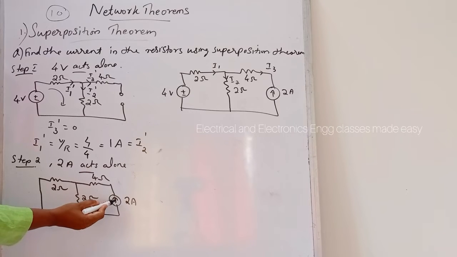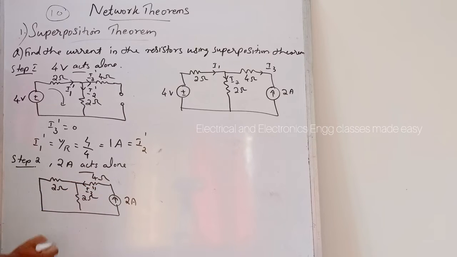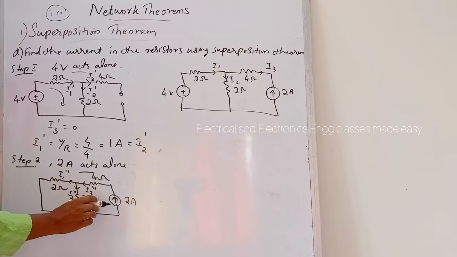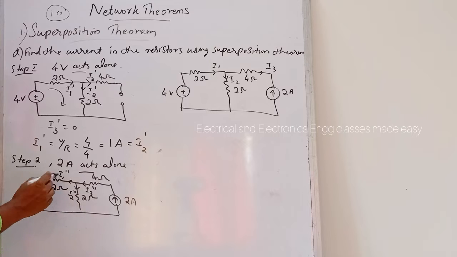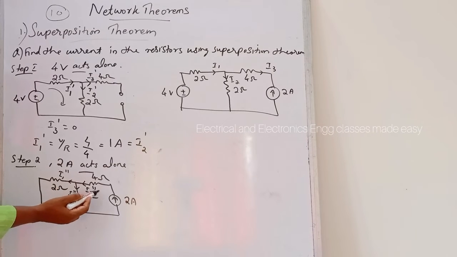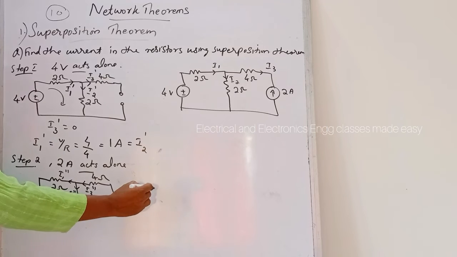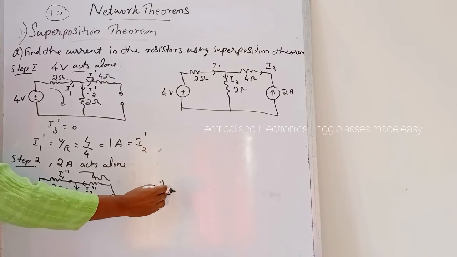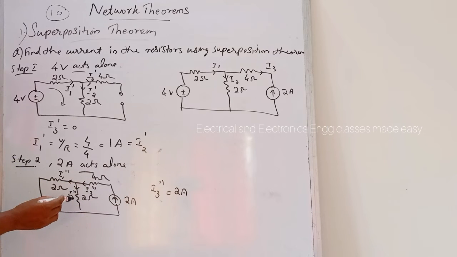And here the current direction is in this way. So this is I3 double dash, and this current splits like this. So this is I1 double dash and this is I2 double dash. Now we have to find the values of currents. And here I3 double dash is equal to 2 ampere. Now we have to find I1 double dash and I2 double dash.